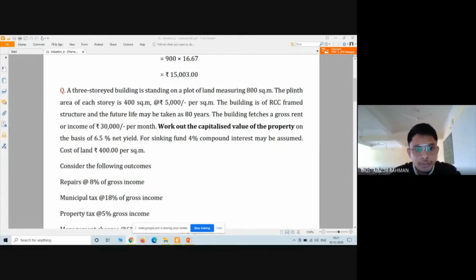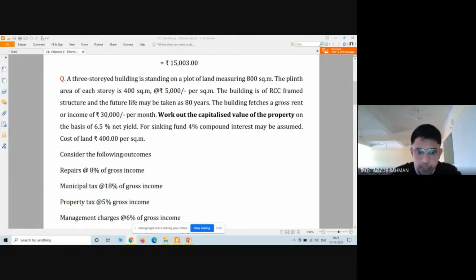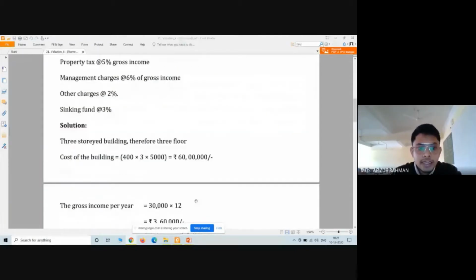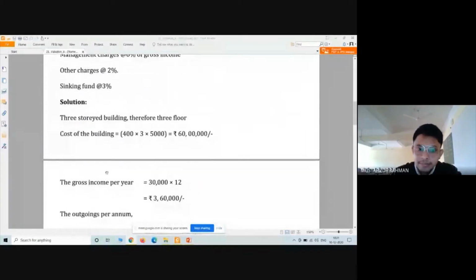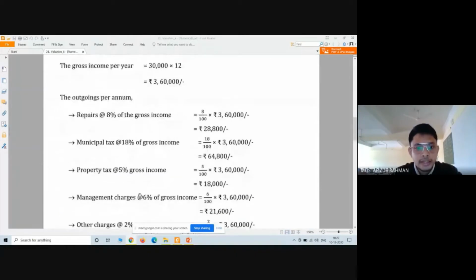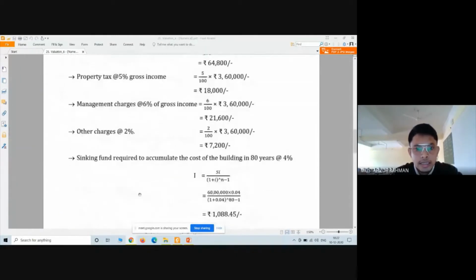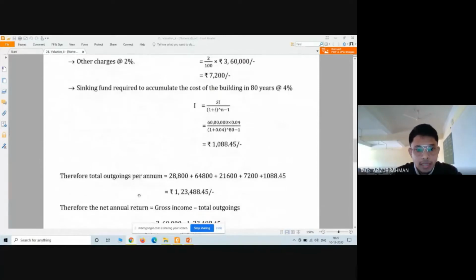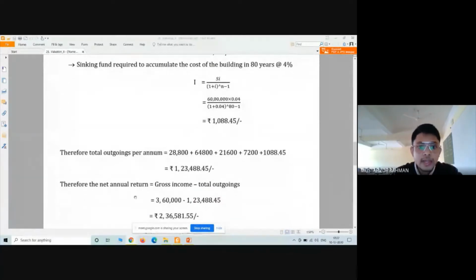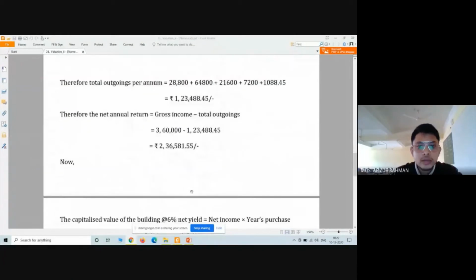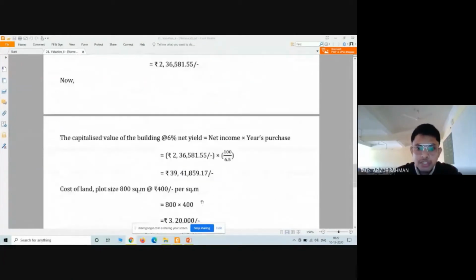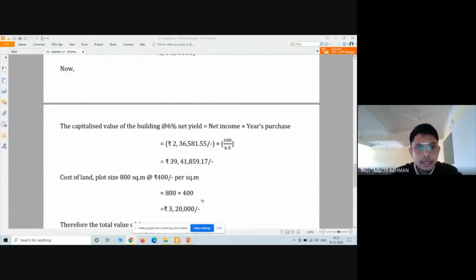So what we have to do, we have to calculate the cost of the building, which is required later. Then we have to calculate the gross income. We have to find out all the outgoings in a year. Then we have to find out what is the net income, the net annual return. Then the net annual return multiplied with years purchase will give us the capitalized value of the building.